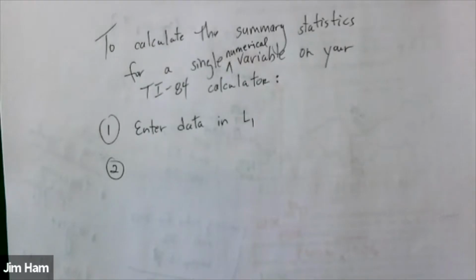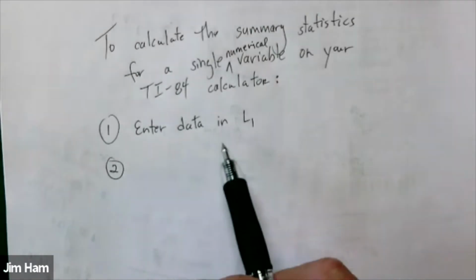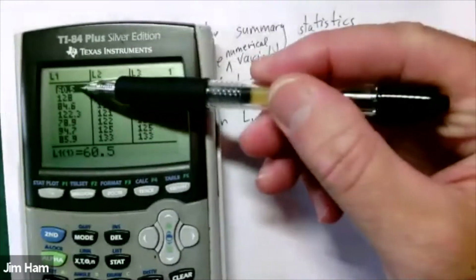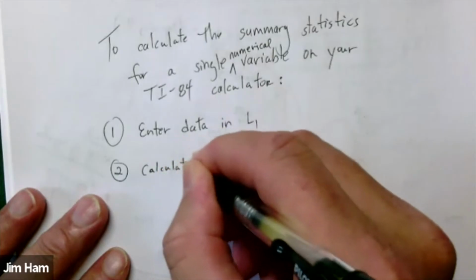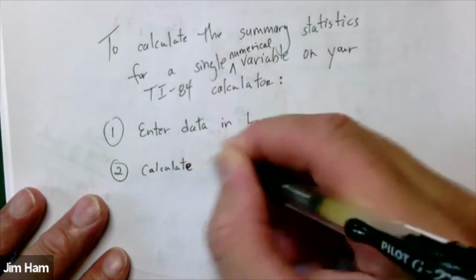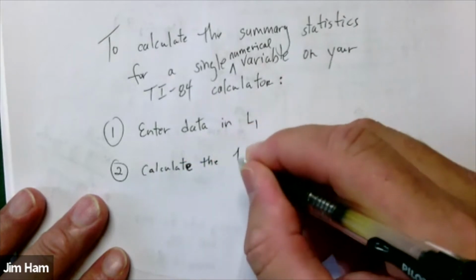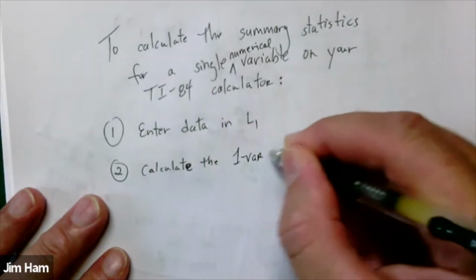All right, so what I'm going to demonstrate now is how to calculate the summary statistics. Now we're talking about mean, median, mode, all the ones that they have, but also the standard deviation and the various other things that we're going to be calculating as well. So we've already entered the data into L1. And then the second thing we're going to do is to calculate the single variable statistics.